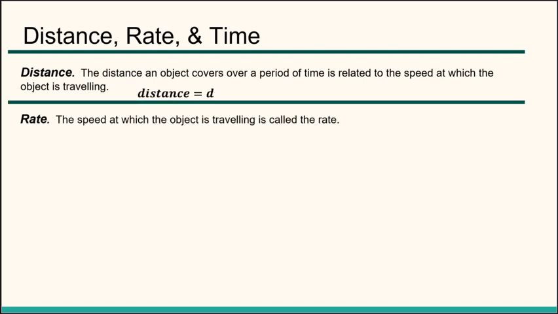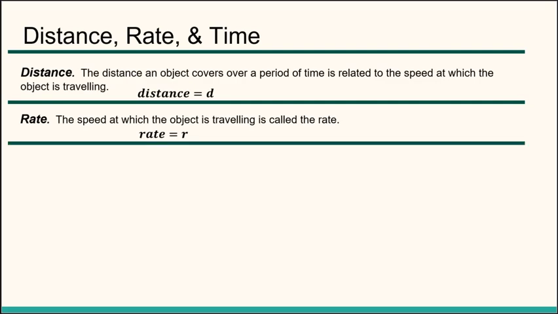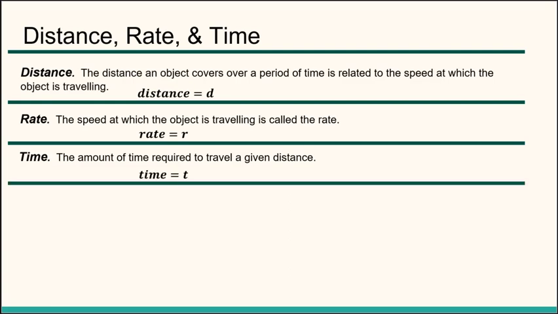Then rate is the speed at which the object is traveling. We're going to call that lowercase r. Time is the amount of time required to travel that given distance. We're going to call time lowercase t. So we need to look at our equations.